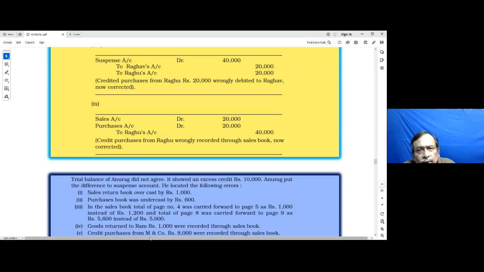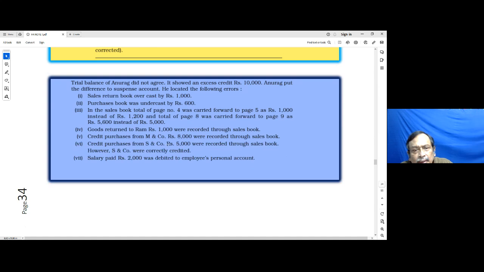Okay. So in this way we are going to adjust. Now we are coming to the next sum. Trial balance of Anurag did not agree. It showed an excess credit rupees 10,000. Anurag put the difference to suspense account. He located the following errors.